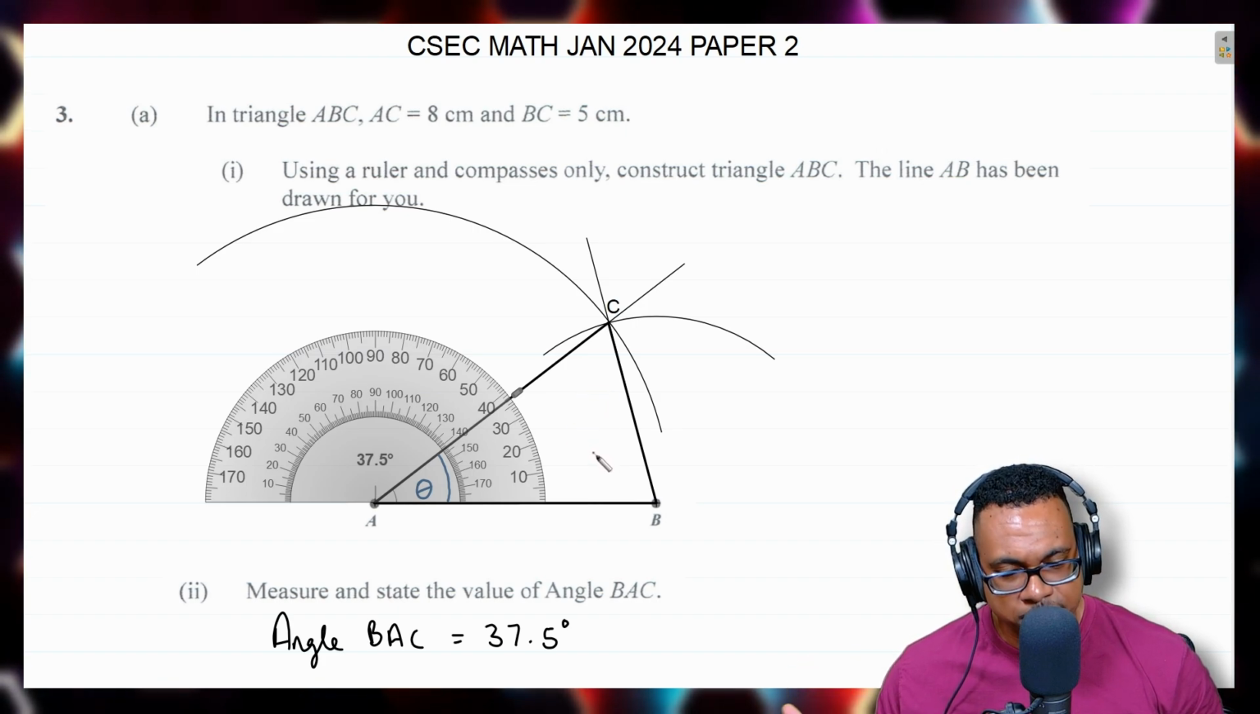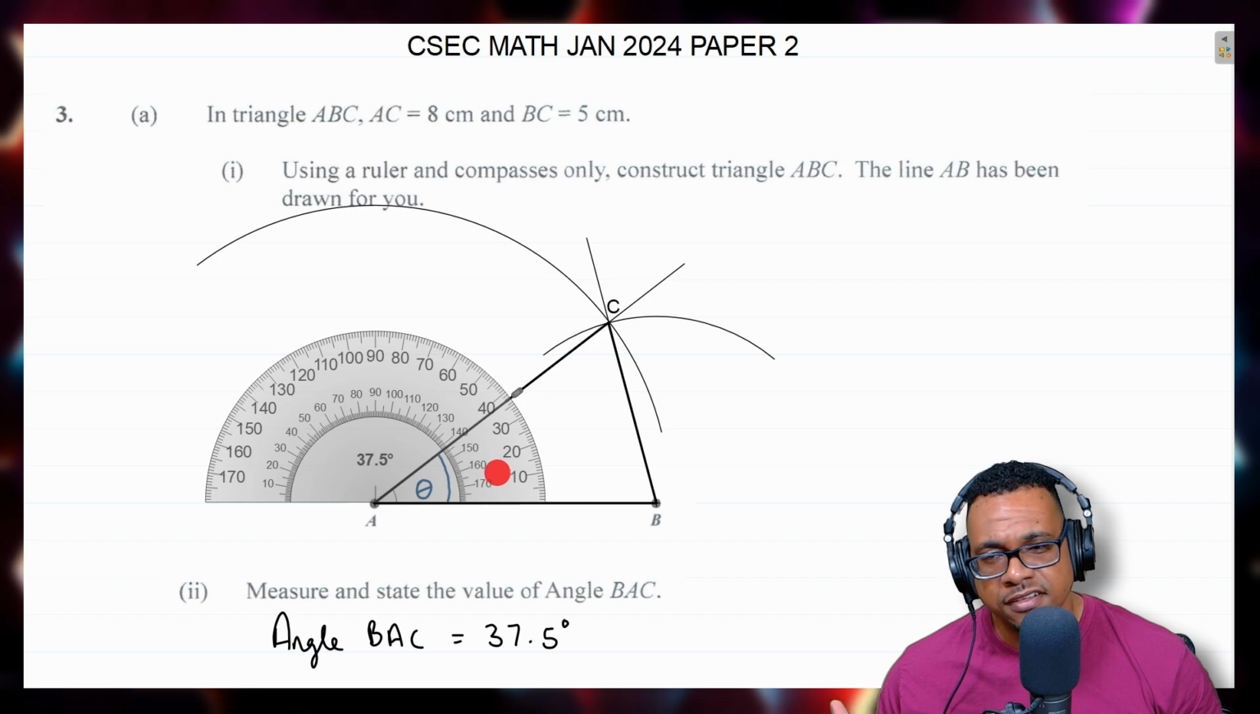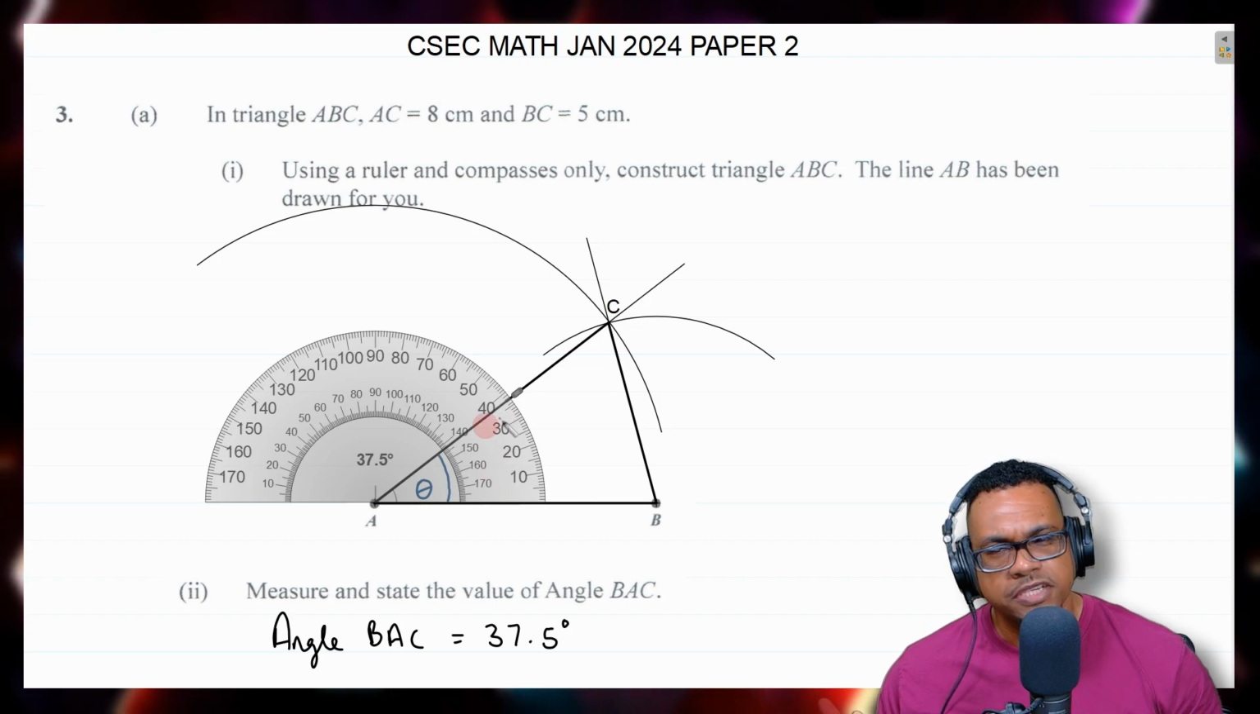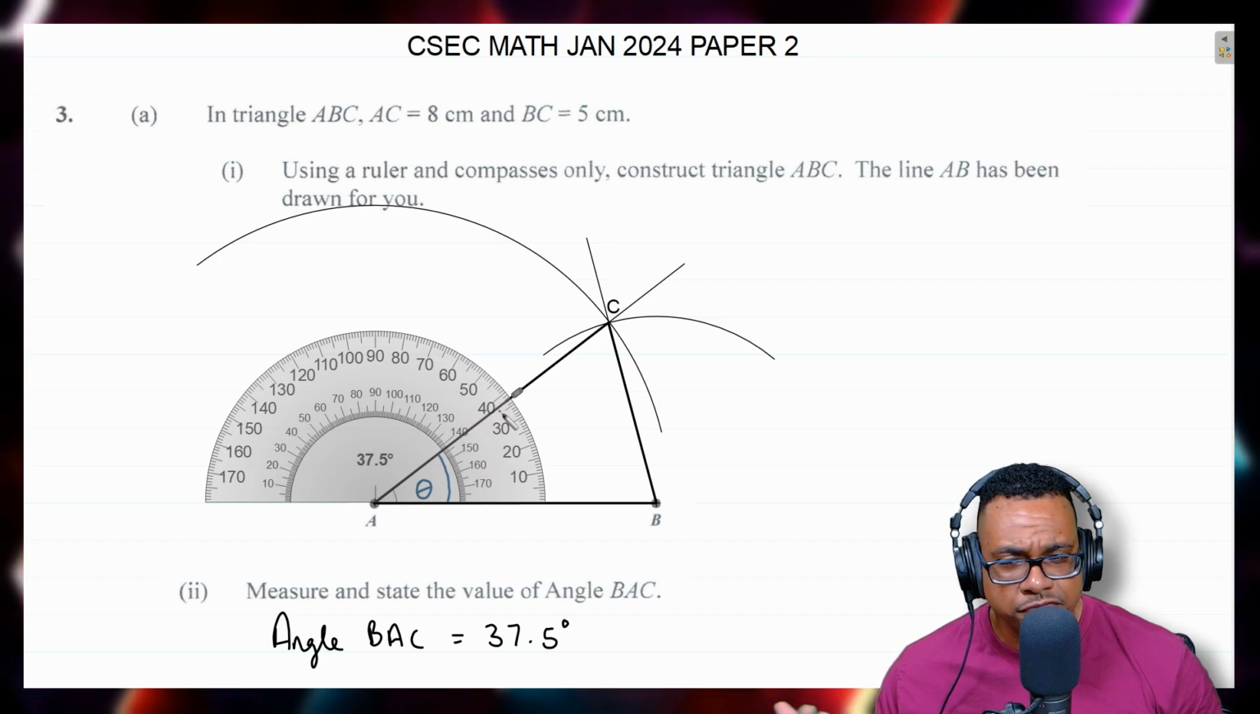So once you have the actual past paper, do the same steps, measure the angle, and whichever angle this line falls on, you just read it off and state the answer.